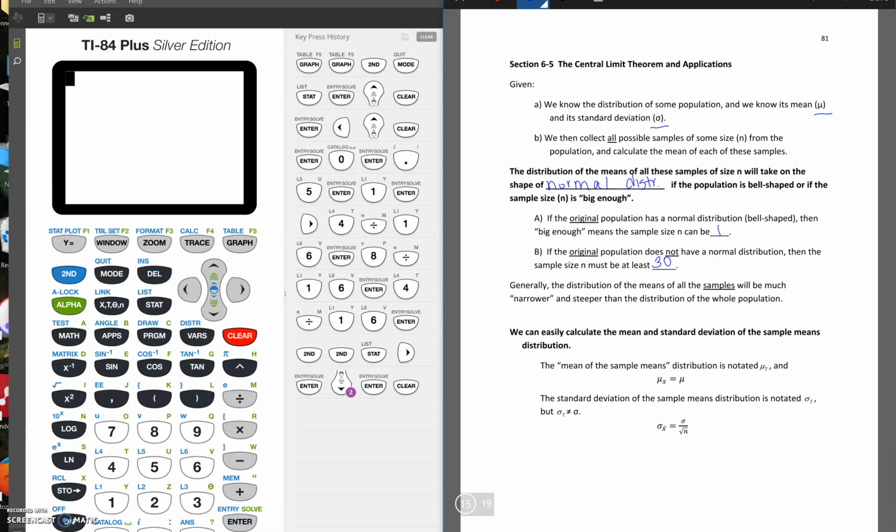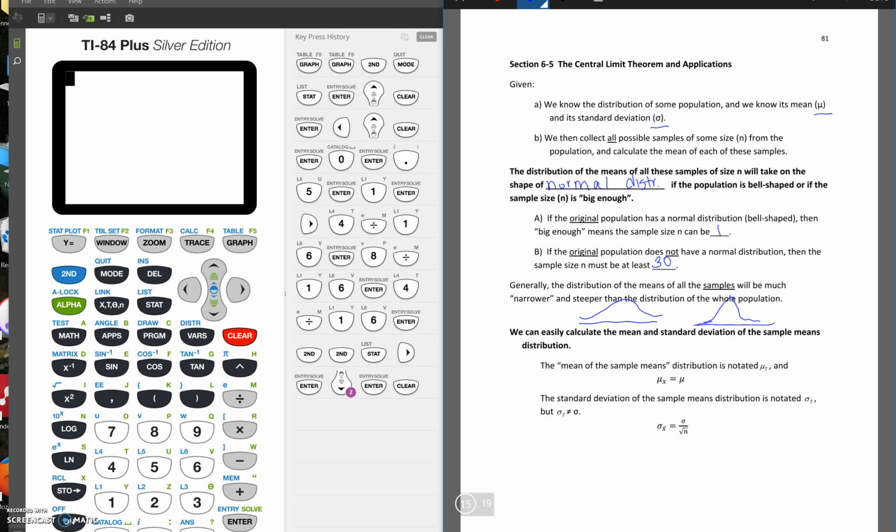So generally, the distribution of the means of all samples will be much narrower and steeper than the whole population. So if this was your normal distribution, if you take the means, if you average things out, your outliers kind of get averaged out, and so the graph becomes much narrower.